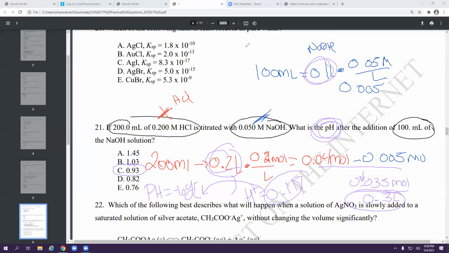Why did I subtract the moles from each other? When acid and base interact, they cancel each other out, right? Because they're going to react to make what? Water and the salts. Do I care about the water or salt here? For strong acids and strong bases, no. That's why I can just subtract them from each other. Does that make sense?